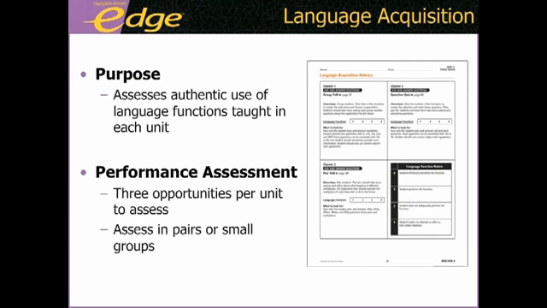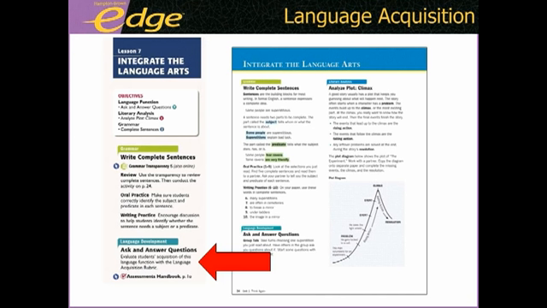Each unit in EDGE contains numerous opportunities for students to use language as they participate in authentic communication. You can use the language acquisition rubrics as you observe students during activities to assess their progress in language acquisition. Each unit offers 3 performance assessment opportunities in language development, and you can work with pairs or small groups so that the assessment process is manageable. These language development assessment opportunities are part of the Integrate the Language Arts lesson.